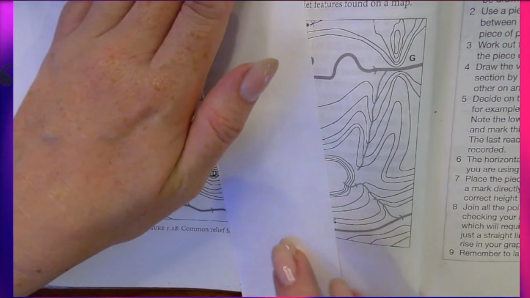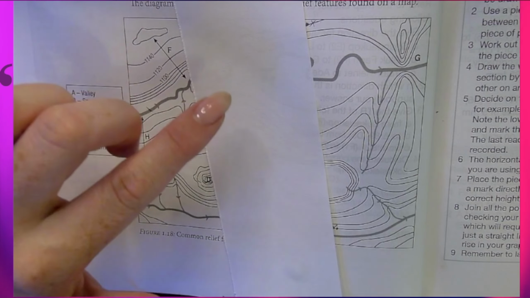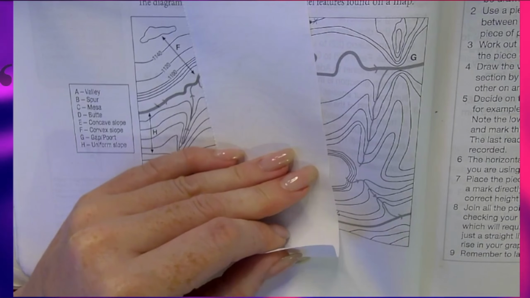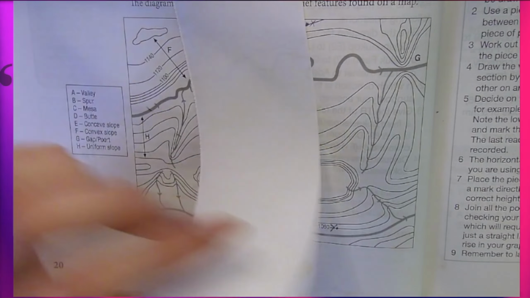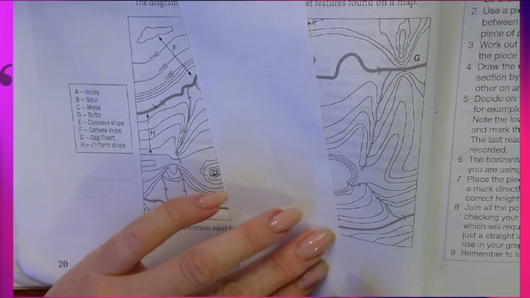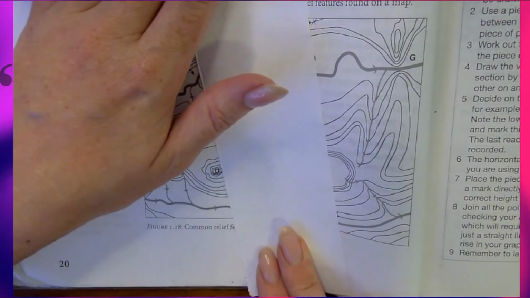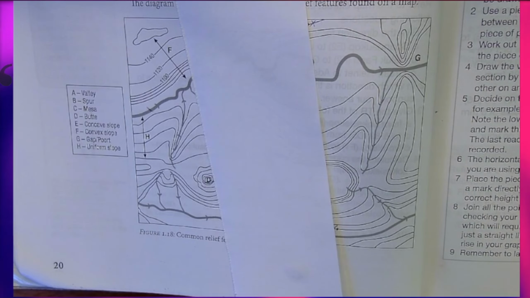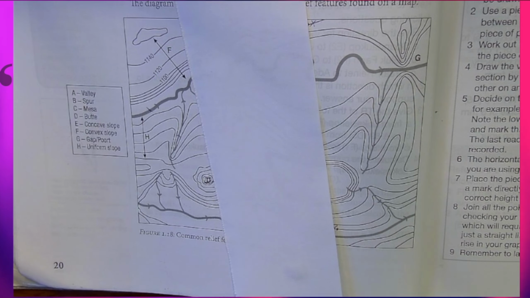There we go. Press that down nicely. I know that I have covered all the numbers. I can just lift this corner over here, see what the values are, and then we can continue marking it. That's why I like to use the press stick, because then I can see exactly where my points are supposed to be. Next step, label points X and Y on the paper and their height.